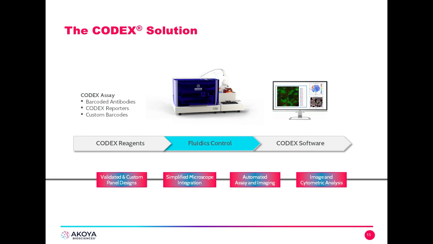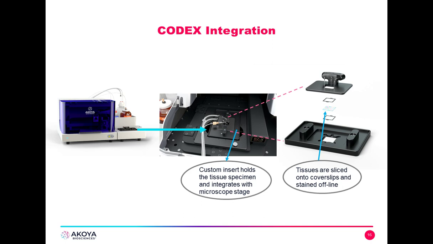So CODEX also allows control of the fluidics for full automation of the system. Here we're seeing the integration of the CODEX insert with an inverted microscope. And so what we're able to do is place this CODEX insert on the microscope stage, and then we have our tissue placed on a cover slip which fits within that CODEX insert that sits on the stage, so that we're able to complete the entire imaging and revealing process with the tissue on the microscope stage. This allows for full automation of the process.